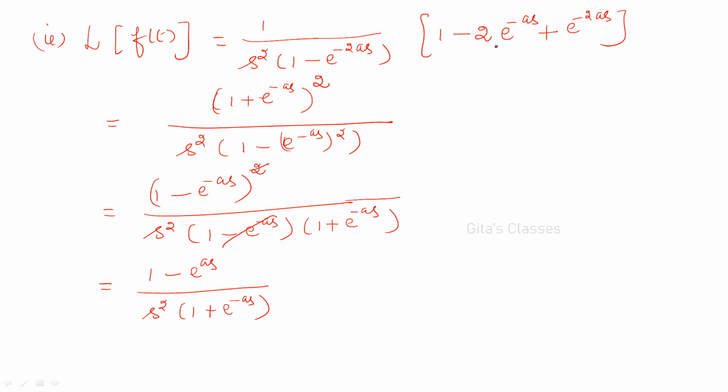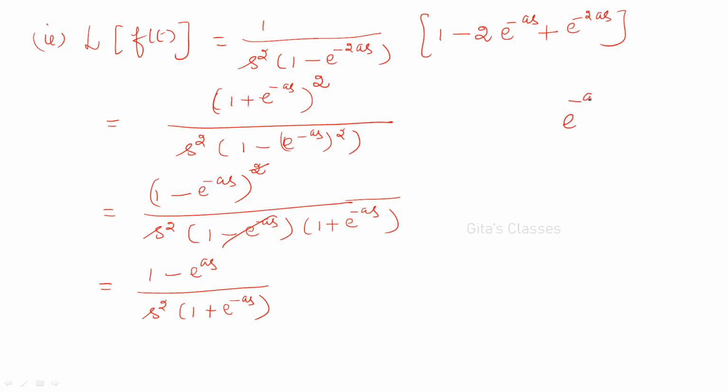So 1 minus 2 e power minus as and e power minus 2as. This can be written as 1 plus e power minus as the whole square. That is the a plus b the whole squared form. If you expand it, you will be getting this. And in the denominator also we have 1 minus e power minus 2as, that I can write as e power minus as the whole square.